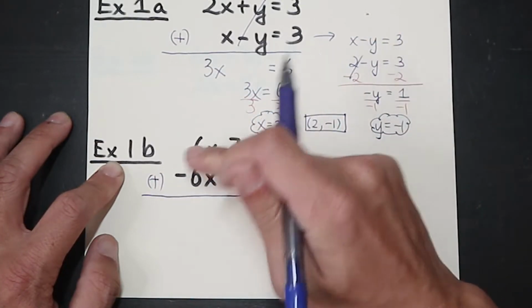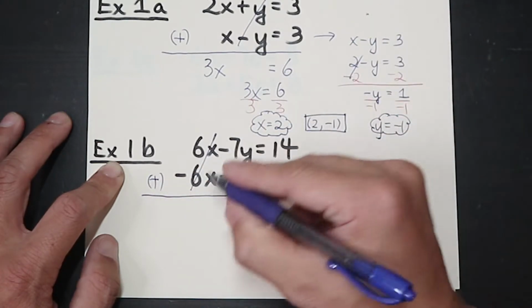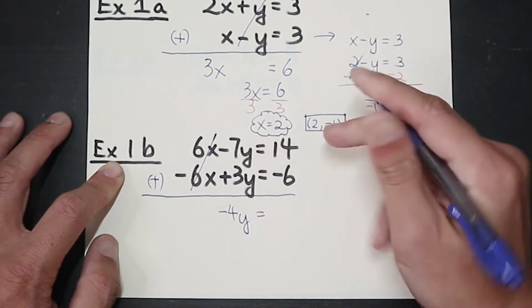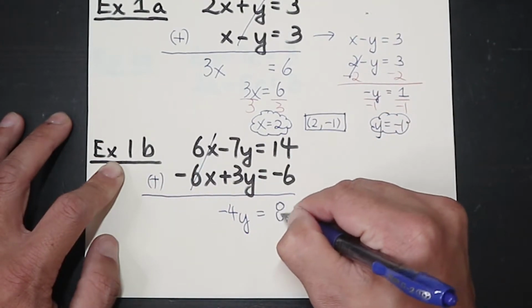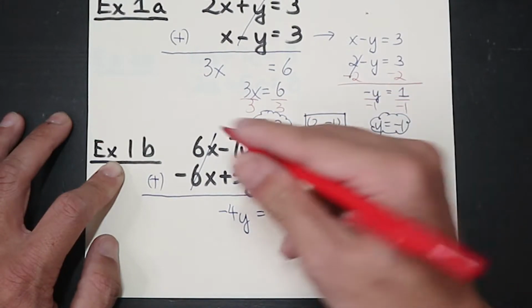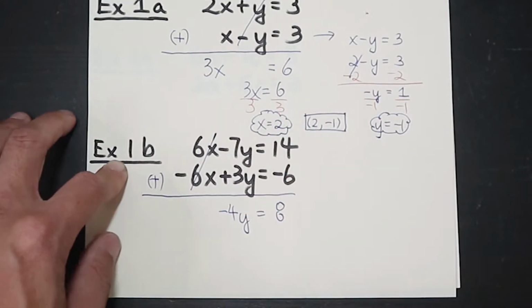Okay, so 6 plus negative 6 is gone. Negative 7y plus 3y would be negative 4y. And then 14 plus negative 6, and you could use a calculator, right, which is positive 8. And from there, boom. So the x's are gone, you're left with y, right? This equation is a one-step equation with the variable y.